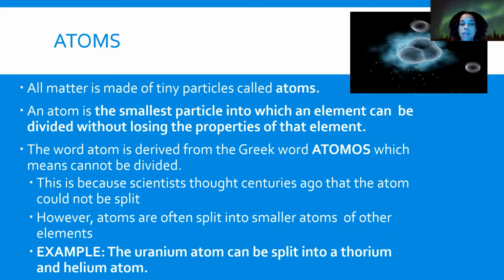However, atoms are often split into smaller atoms of other elements. One example of that is uranium, which can be split into thorium and helium. This is not very common.